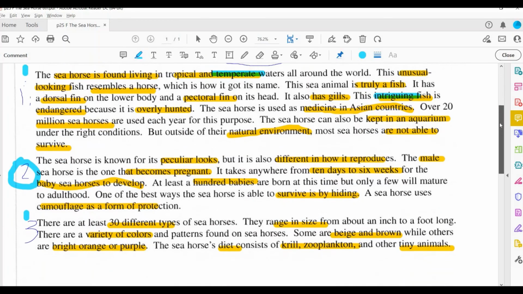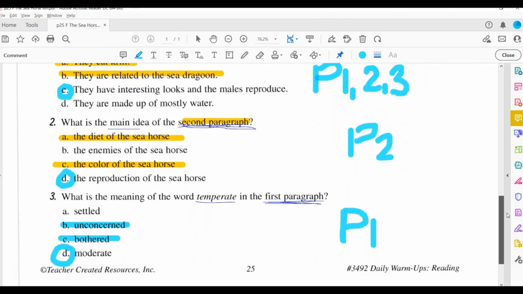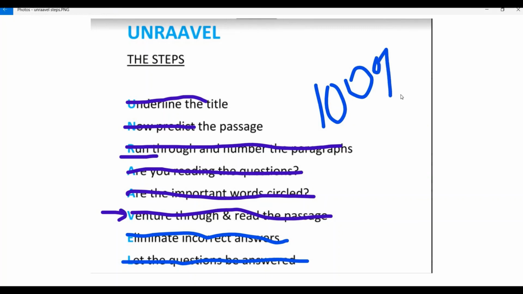Now, that's how you unravel and show all of your work during the unravel process. Now I can go ahead and mark off that last step. I have answered all my questions, and I have a 100%. I have completed the unravel process. Once you start unraveling, everything else is a piece of cake. Go ahead and dig into those texts and unravel.